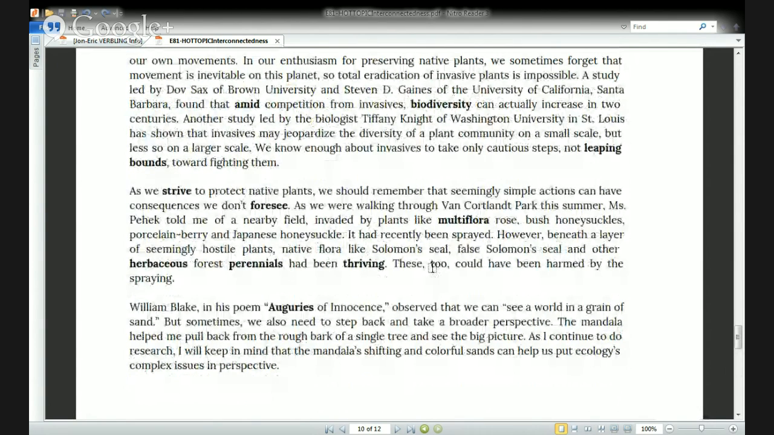Let's talk about this analogy. Let's talk about the mandala. We've talked about it a bit, but she sums it up for us. This is the line that seems the most important to me. The mandala helped me pull back from the rough bark of a single tree and see the big picture. Let me ask you as a class, can you think of one or two ways that the big picture was kept in mind? Comparing the ecology to a mandala, can you think of one or two ways? I can think of two ways, but you tell me what you come up with.